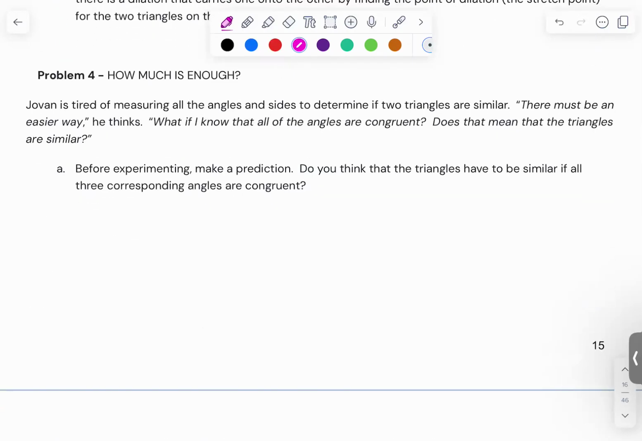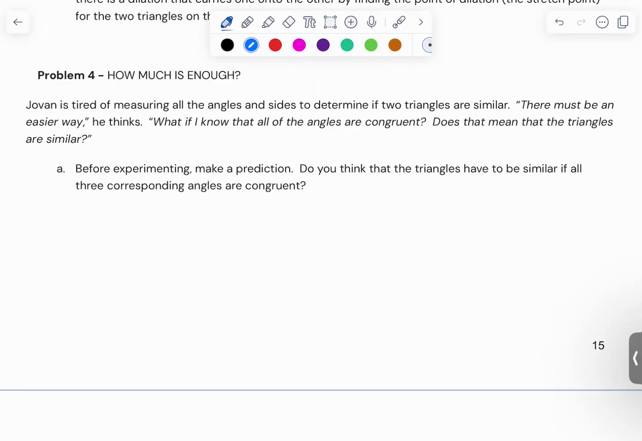For problem 4, Joven is tired of measuring all of the angles and sides to determine if two triangles are similar. There must be an easier way, he thinks. What if I know that all the angles are congruent? Does that mean the triangles are similar? Do you think that triangles have to be similar if all 3 corresponding angles are congruent? You can pause the video and take a moment to think about that.